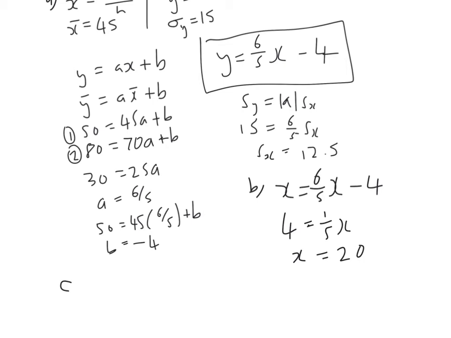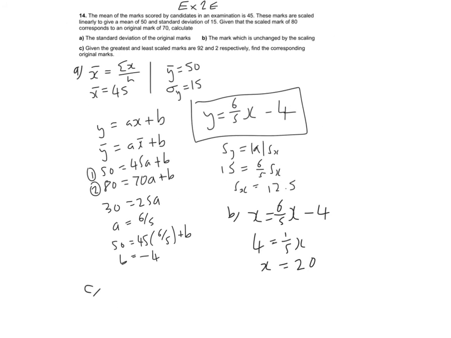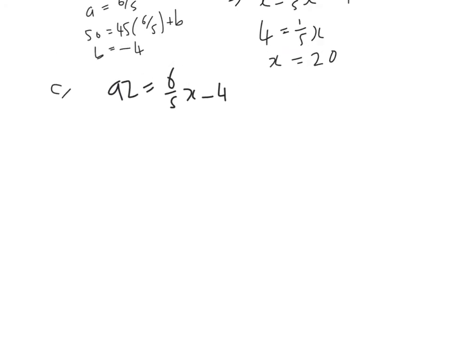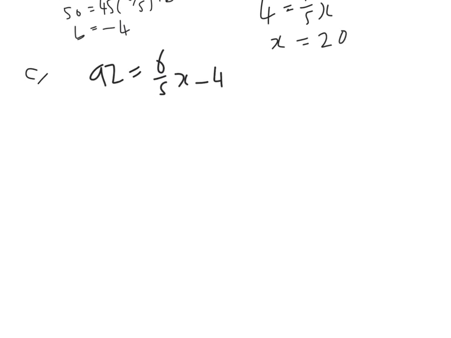And then part C. We have to find, given the greatest and least scaled marks are 92 and 2 respectively, the corresponding original marks. So they're the scaled marks, so 92 is the biggest one. So that was 6/5 of the original mark, take away 4. So we rearrange and solve that. Let me just write the other one before I go on. The other one's 2. So 2 would be the old mark times 6/5, take away 4 would give you 2.